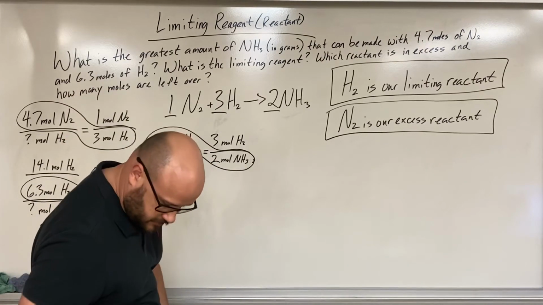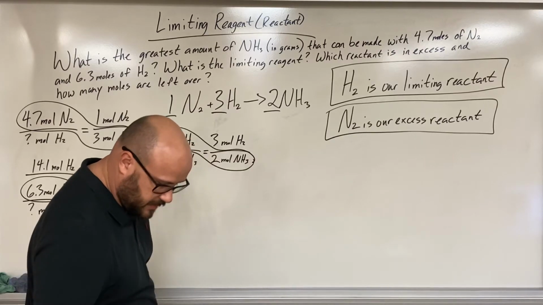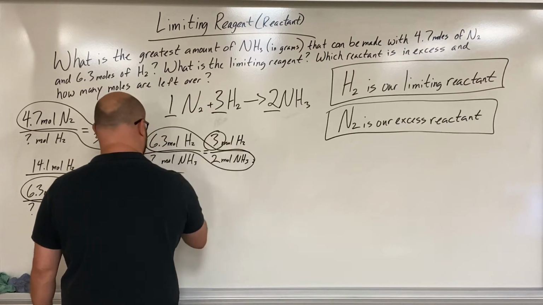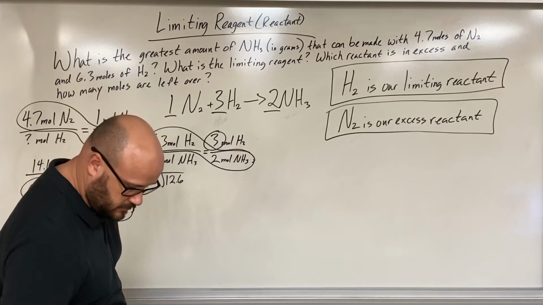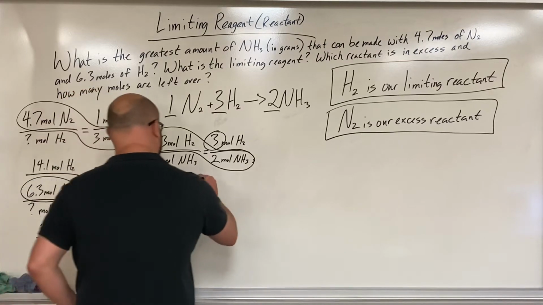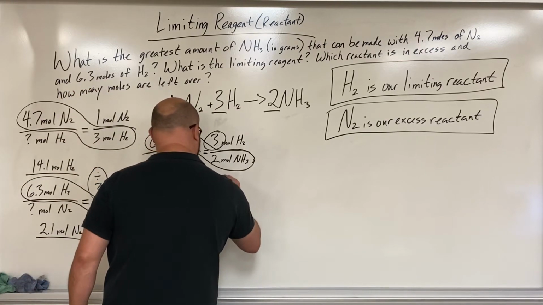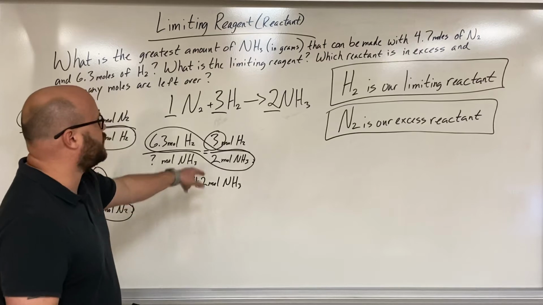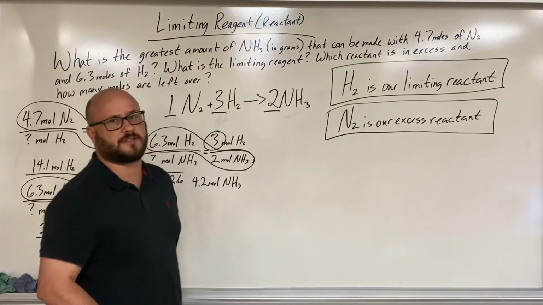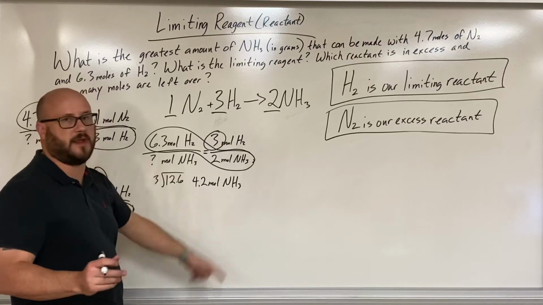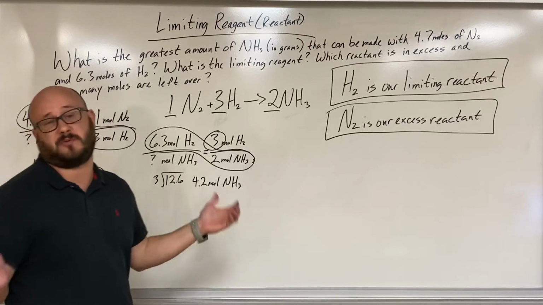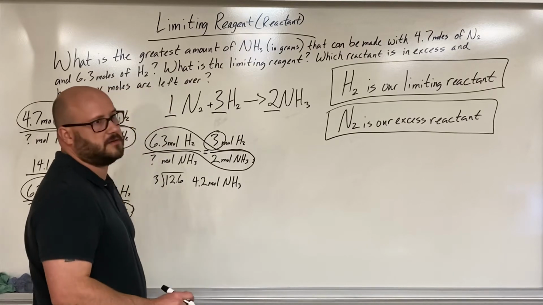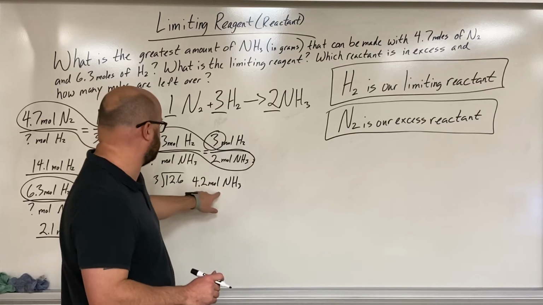Cross multiply, divide. 6.3 times 2 is 12.6. 12.6 divided by 3 is 4.2 moles of NH3. Is that what it asked for though? It wants grams. Now we got to do a mole to gram conversion, which is the first thing we learned in this unit. But in order to do that, we have to have our molar mass. So let's set this up.